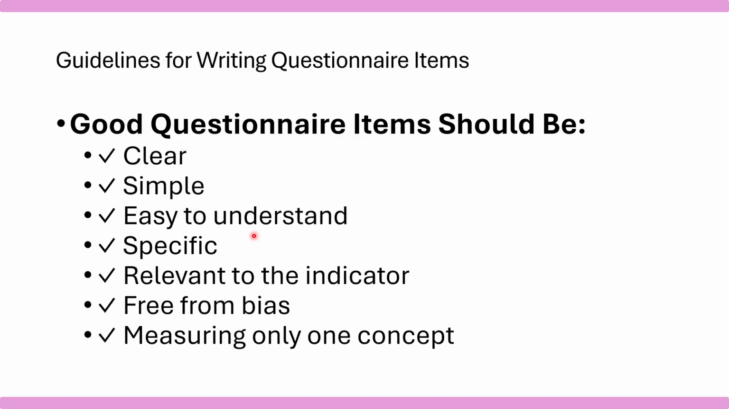Okay, next. This is the guideline for writing questionnaire items. A good questionnaire item should be clear, simple, easy to understand, specific, not biased, relevant to the indicator, and free from bias, as I said before. Lastly, it measures only one concept, using a Likert scale like I told you before. Just use a Likert scale of 1 to 5.